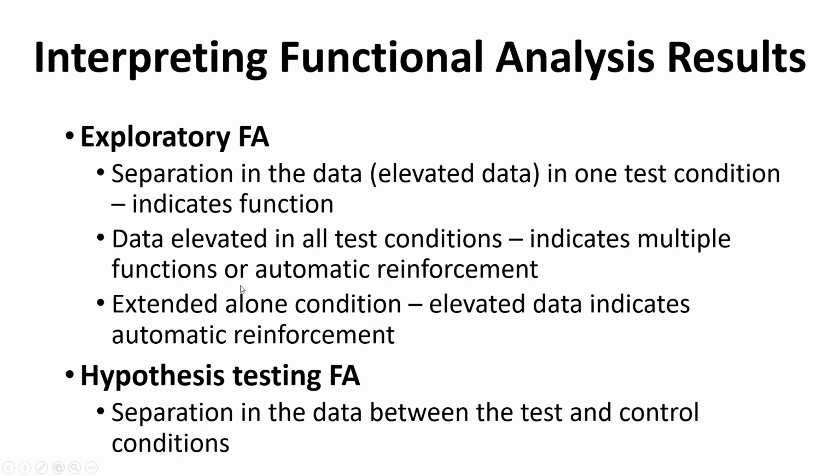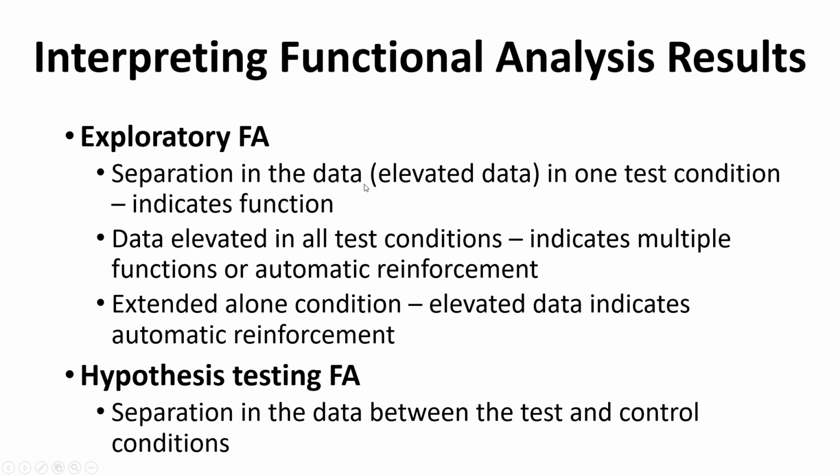And a way to differentiate between multiple functions being involved, or if it's just automatic reinforcement, is you can have an extended alone condition. So you can remove other EOs, so remove the parent who might be giving them attention or not, and see if we see an increase in that problem behavior when they're by themselves. If we do, then it's going to be automatically reinforcing for some reason that's internal to that individual.